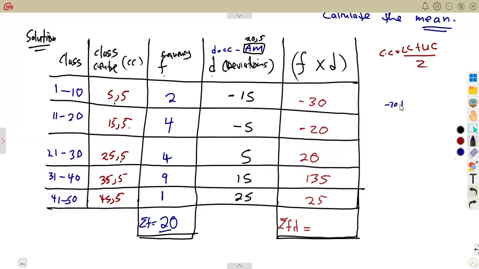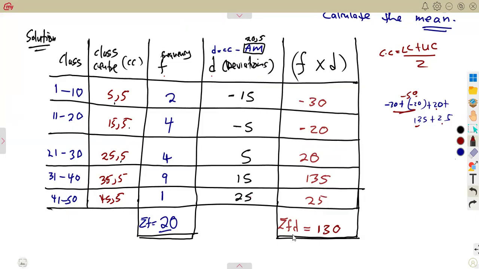Minus 30 plus minus 20 plus 20 plus 135 plus 25, you add. So that was going to give us a total of 130. Be careful with the directed numbers. They are negative there. Minus 30 minus 20 is minus 50. Then you can add minus 50 plus 20 plus this, you get 130.